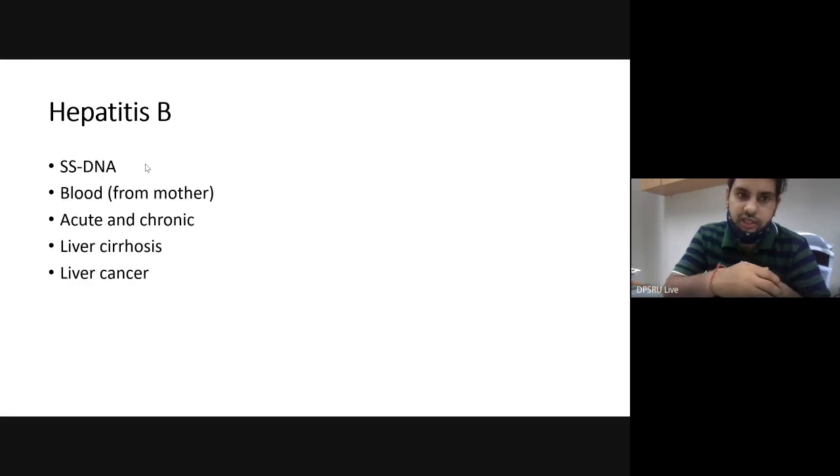But hepatitis B is a DNA virus, and it is mainly transmitted from mother to child, and it can convert into a chronic hepatitis. If it remains untreated, then it further results in liver cirrhosis and also in the development of liver cancer, right?